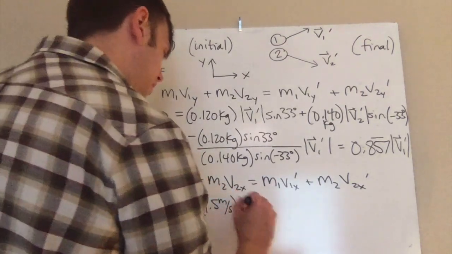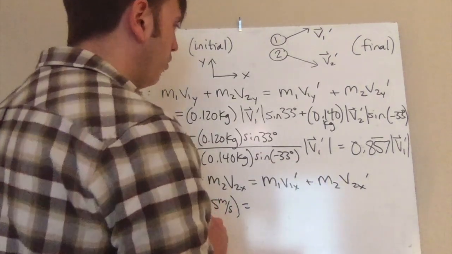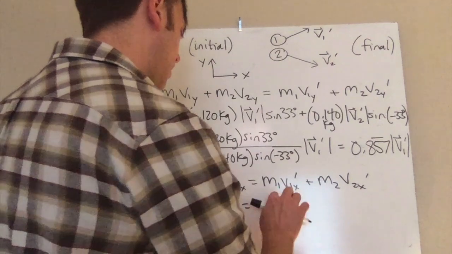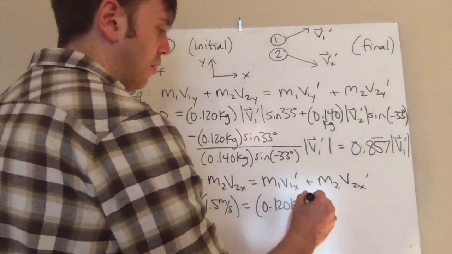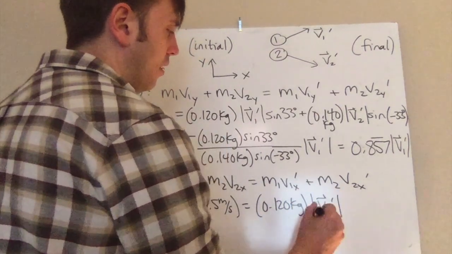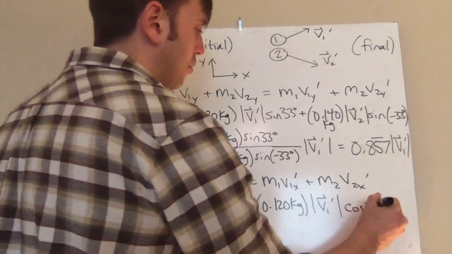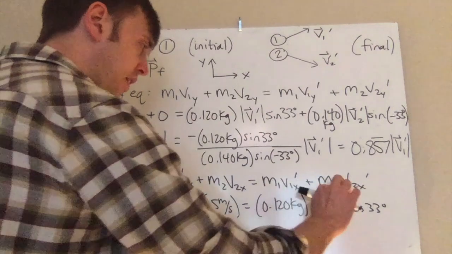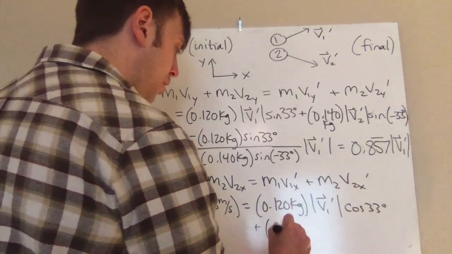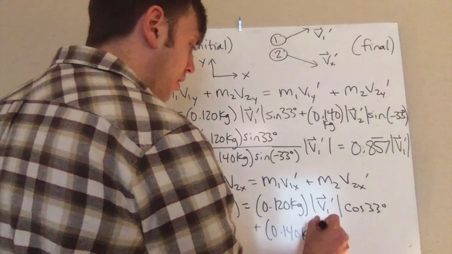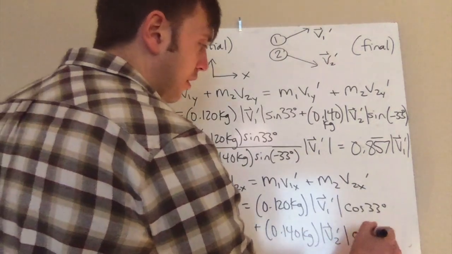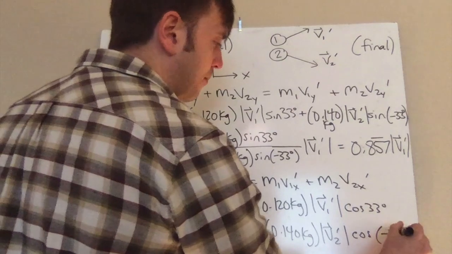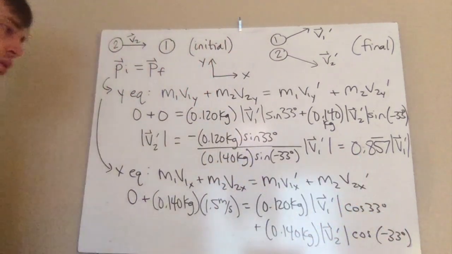And on the other side, let's write what we know. So I'm going to have, right over here, m1, which is 0.12 kilograms, times v1 prime, the speed of that ball, times cosine of the 33-degree angle that it's moving at. And then I'm going to add this term, which is m2, 0.140 kilograms, times the magnitude v2 prime, that's the speed. If I take cosine of the negative 33-degree angle that this one is moving at, then I'll have the x component. Okay, so let's keep going with this.